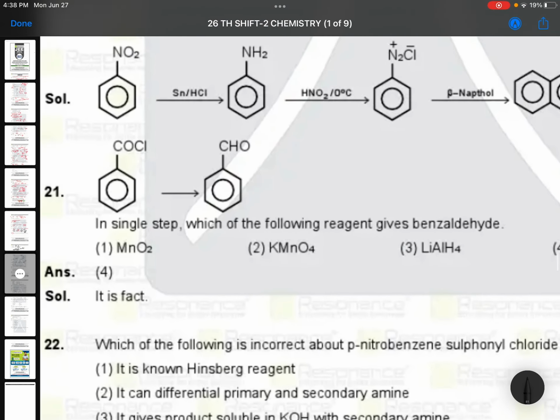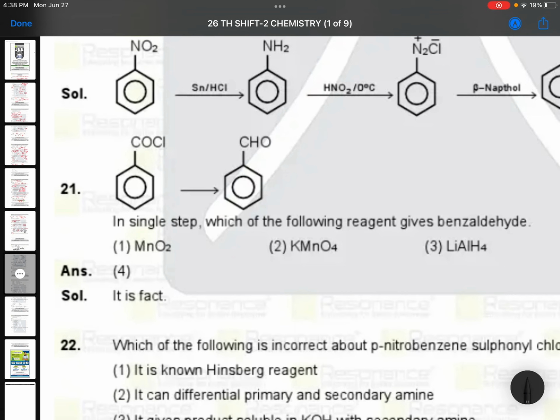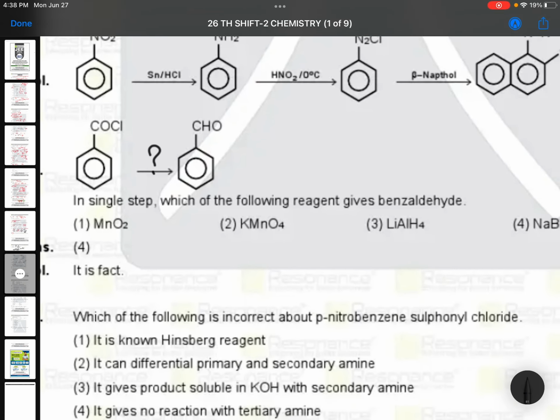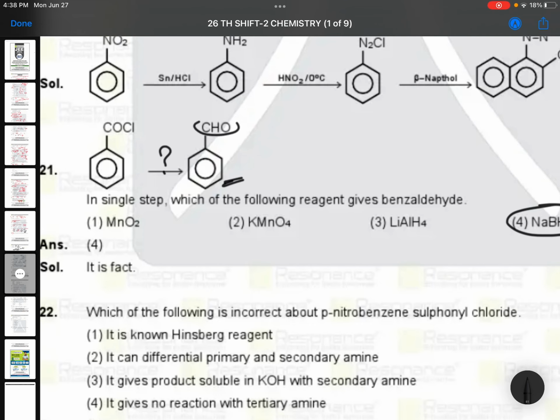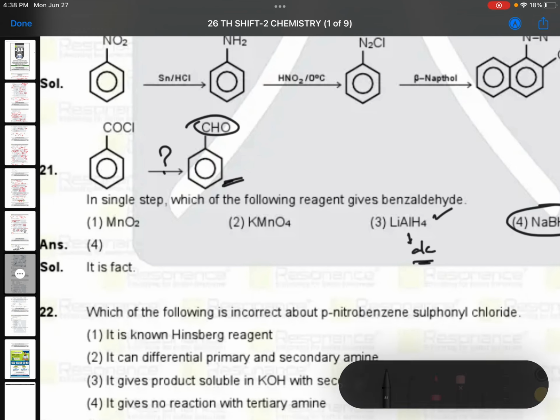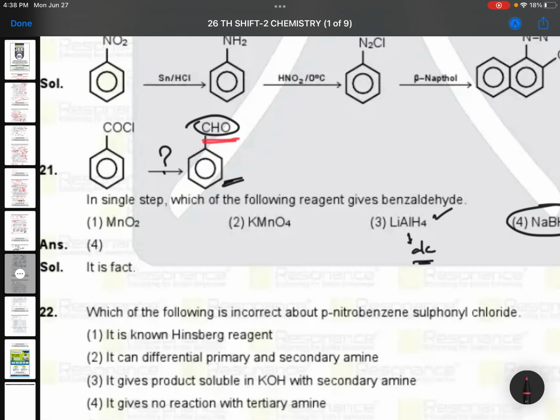Then coming to the COCl question. Okay, you can directly take H2 Pd-BaSO4, but that option is not given here. In a single step, which of the following reagents gives benzaldehyde? The best is NaBH4, because you need to stop the reaction at the aldehyde group. If you take lithium aluminum hydride, that's strong, it makes that into alcohol. We don't need alcohol here, we need aldehyde. These are oxidizing agents, no worry.